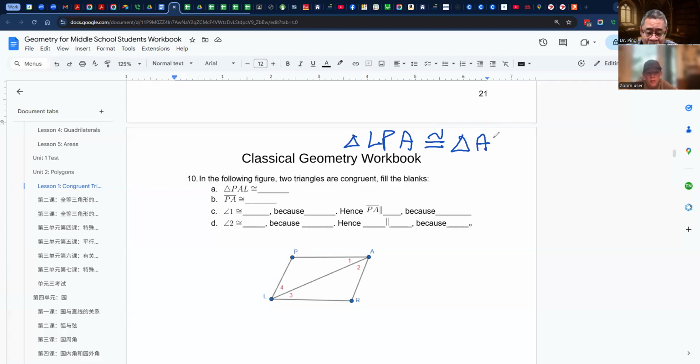ARL. So the first one, triangle PAL is congruent to triangle this one. So we're talking about the same triangle, but we just rearrange the letters, but make sure the letters are still corresponding to each other.